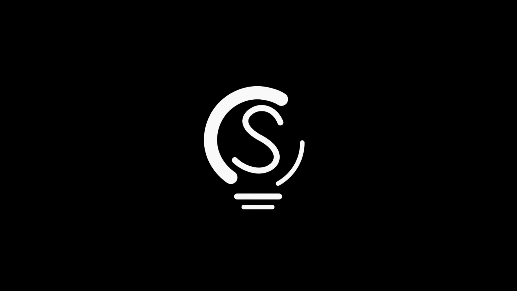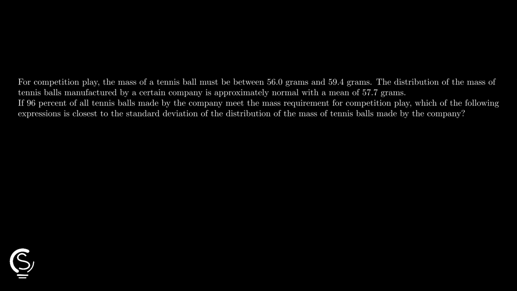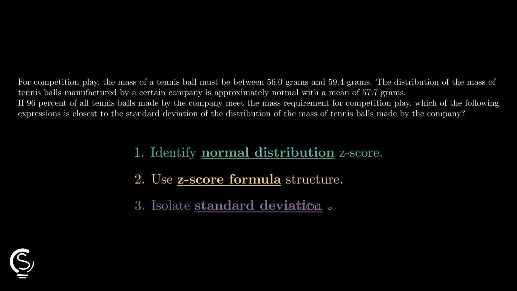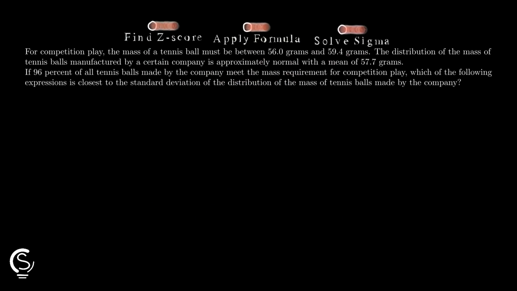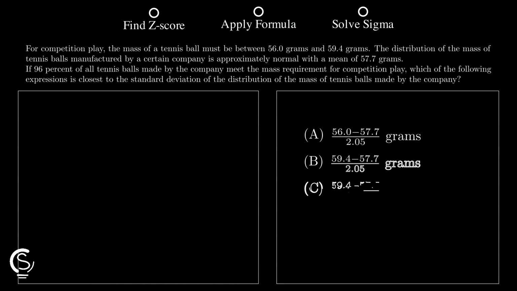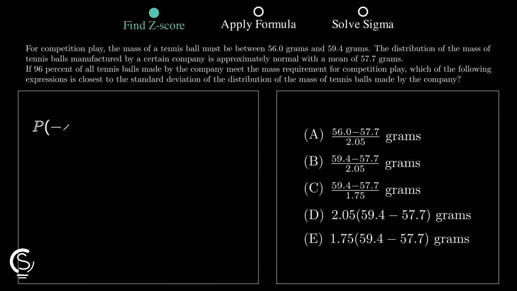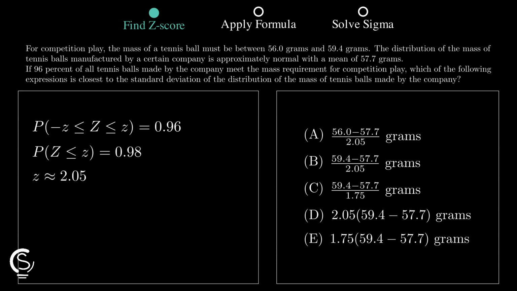Let's level up. Normal distribution problems look intimidating, but you can solve this one in 60 seconds flat by finding the z-score and isolating the standard deviation variable today. For a normal distribution, the middle 96% leaves 2% in each tail. This corresponds to a z-score of approximately 2.05. You got this. Keep going.